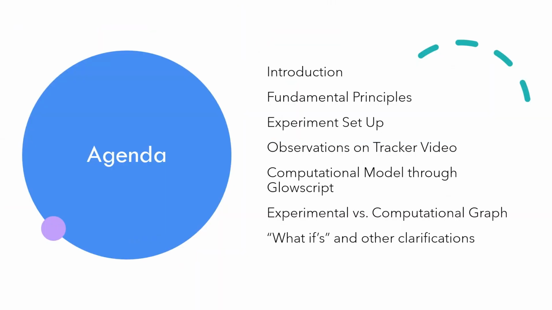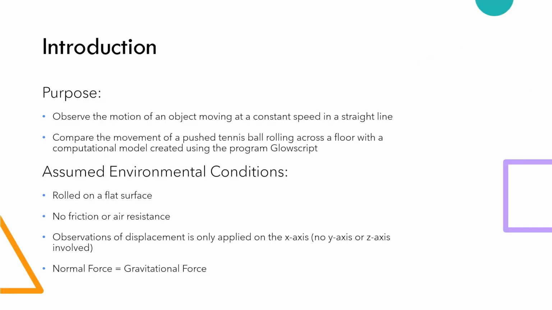These are a couple of the things that we'll be going over today, and they will be mentioned throughout each slide. The purpose of this lab is to observe the motion of an object moving at a constant speed in a straight line. The tennis ball, which is the experimental part of the lab, will be compared to the Glowscript from the code that we create. Some of the conditions are that it's rolled on a flat surface.